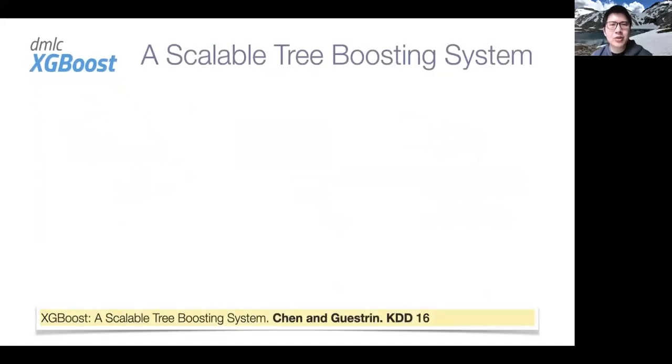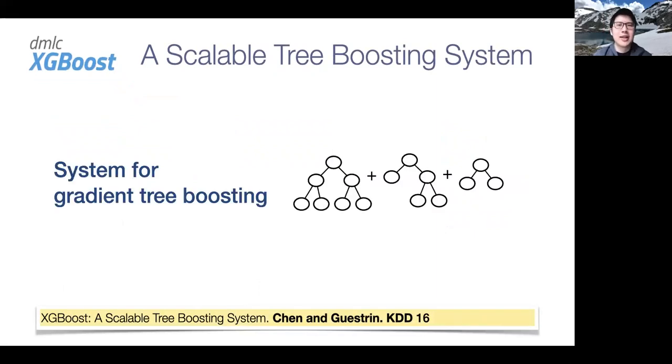So XGBoost, in a nutshell, is a scalable tree boosting system. The idea is that we want to effectively speed up an algorithm called gradient tree boosting that tries to combine multiple weak decision trees into a strong predictor.